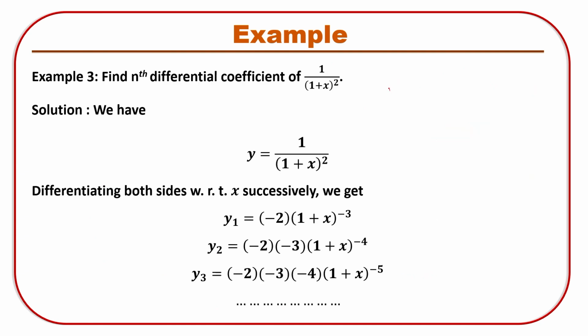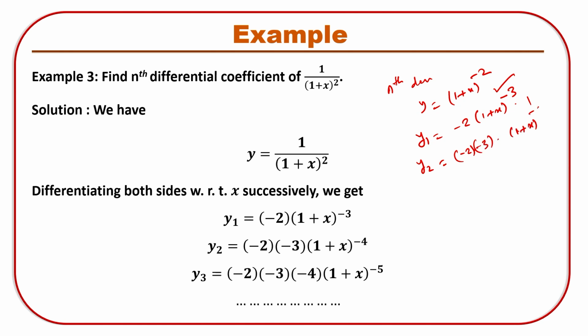Similarly, can you find the nth derivative of y = (1 + x)^(-2)? That is the question. So, the nth derivative of y where y = (1 + x)^(-2). Use successive differentiation. So, y1 is nothing but −2 into (1 + x)^(-2-1) = −2(1 + x)^(-3), right. Similarly, y2 equals −2 into −3 into (1 + x)^(-4), and so on.